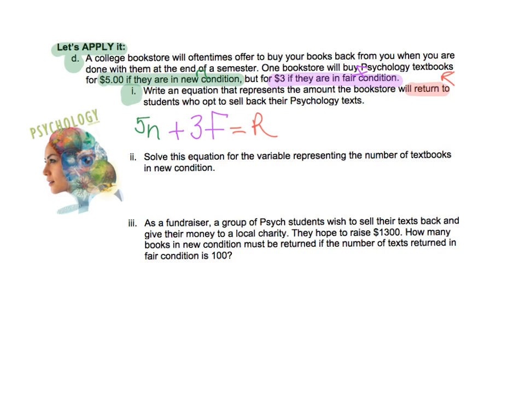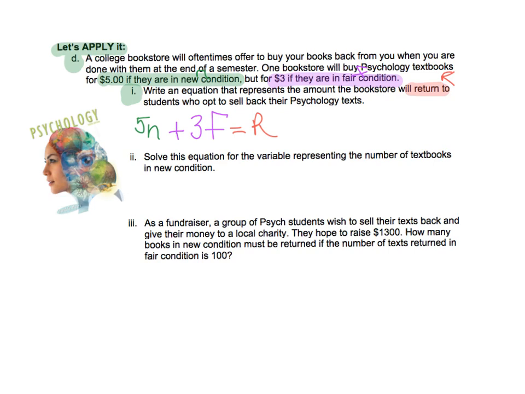You might be wondering why I had to introduce a new variable, because in the last section I didn't have to do that. Well, what you're seeing right now is that I don't know the total number of books I'm taking back. It's not like I'm returning 15 total books, so n of them were new, which means 15 minus n of them were fair. There's no mention of how many total books there are. So I actually had to introduce a brand new variable here. So if you're wondering why it doesn't look exactly like it did in the last section, that's why.